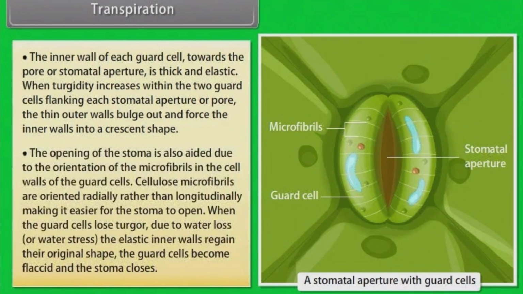The opening of the stomata is also aided due to the orientation of the microfibrils in the cell walls of the guard cells. Cellulose microfibrils are oriented radially rather than longitudinally, making it easier for the stoma to open. When the guard cells lose turgor due to water loss or water stress, the elastic inner walls regain their original shape. The guard cells become flaccid and the stoma closes.